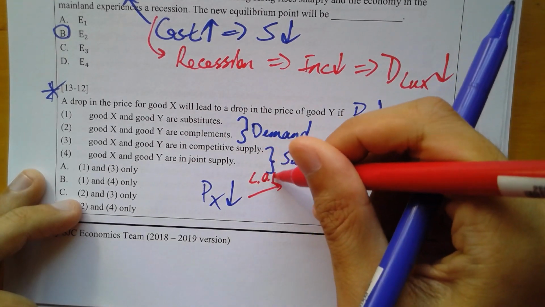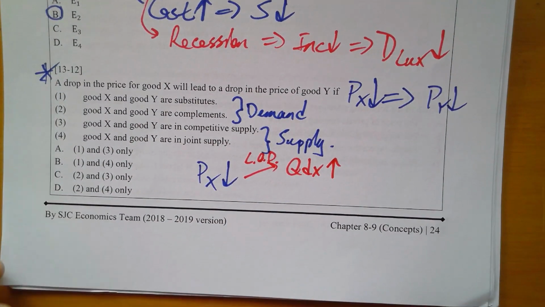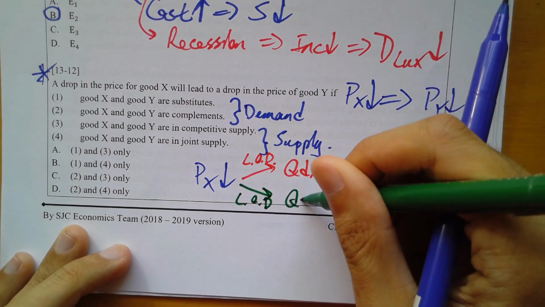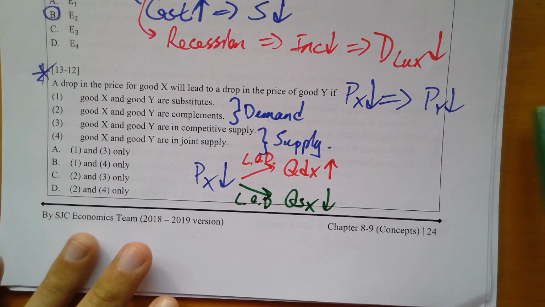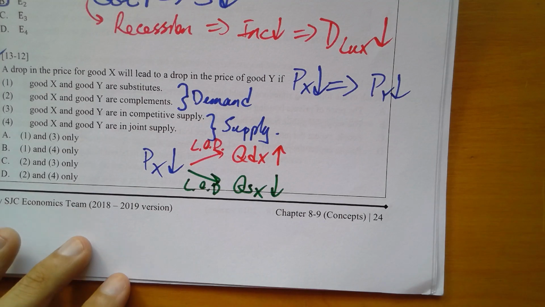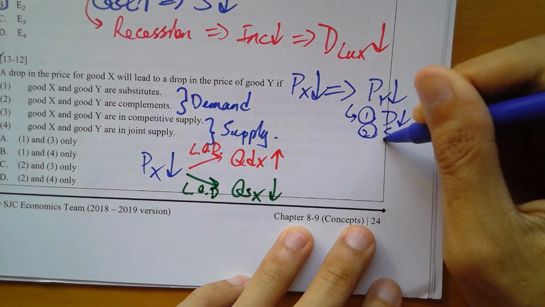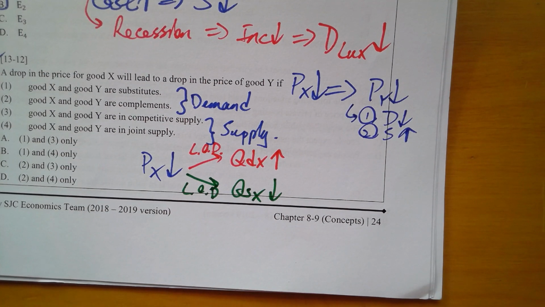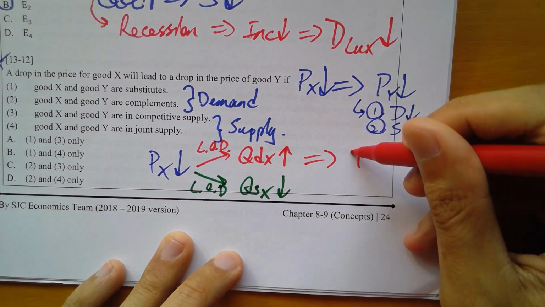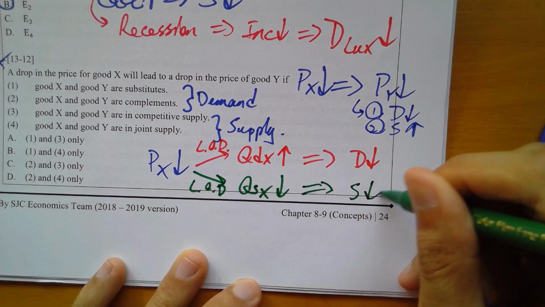According to the law of demand, PX falls, so QD of X would increase. Right? According to the law of supply, QS of X would decrease. Okay, but in the end we need PY to decrease. Now, there can only be two situations when PY decreases. First situation, demand decrease. Second situation, supply increase. You agree, right? You know that. So here, we need demand to decrease. And we also need supply to decrease.